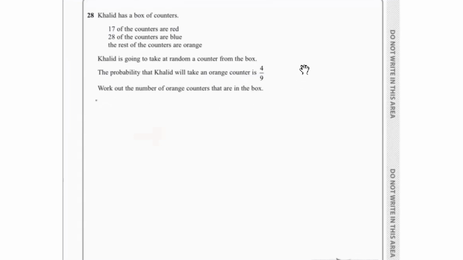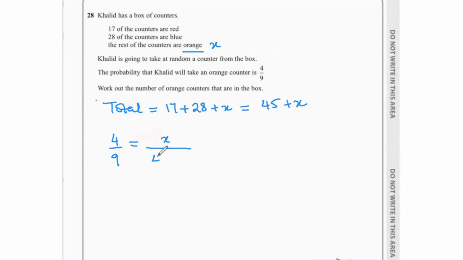So we have the probability of the orange counter. If we find the total using the given information, that's going to be 17 plus 28 plus x. I'm saying orange is x. So that gives us 45 plus x. That is the total number of counters that we have. Probability of getting an orange counter is 4/9. So that's the same as x over 45 plus x, because x is the number of orange counters based on our assumption.